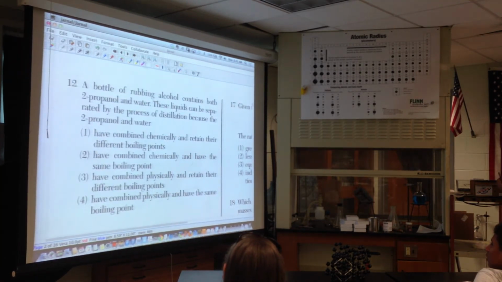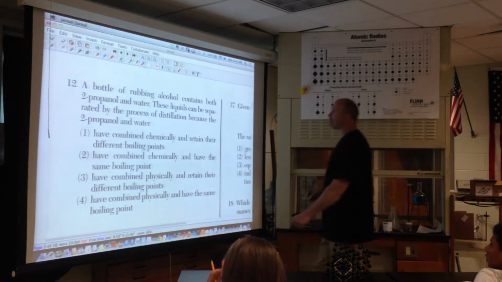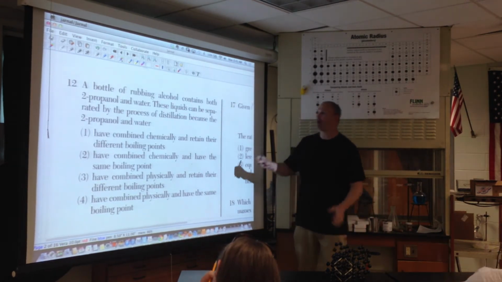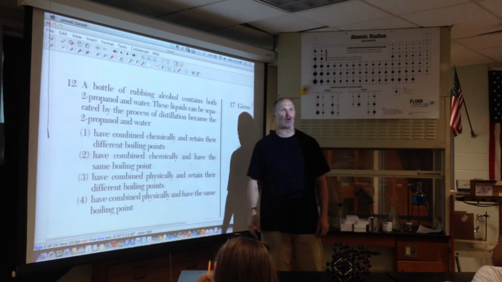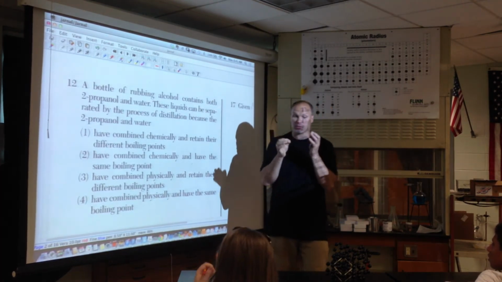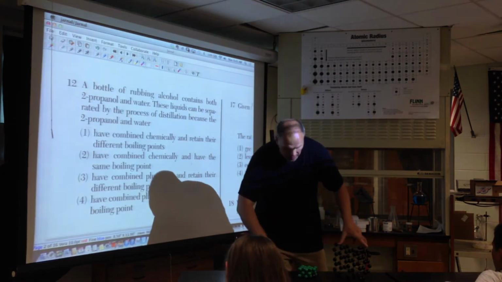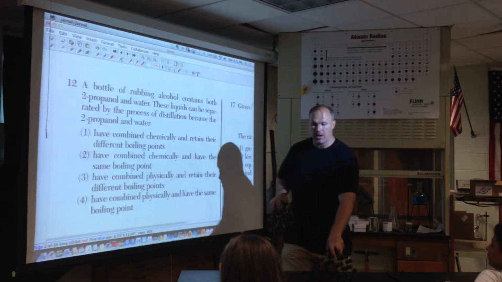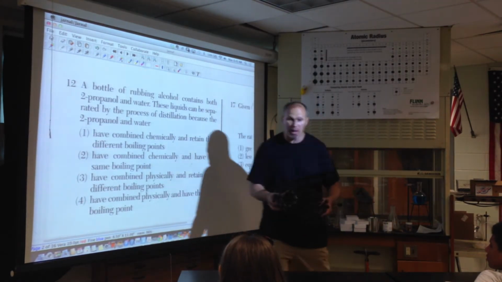Number 12. A bottle of rubbing alcohol contains both 2-propanol and water. These liquids can be separated by the process of distillation. Hold on. I've got water and 2-propanol. It's telling me it's a solution. It's a mixture. You should know mixtures are made physically, and they're separated physically. They're not chemically bonded.